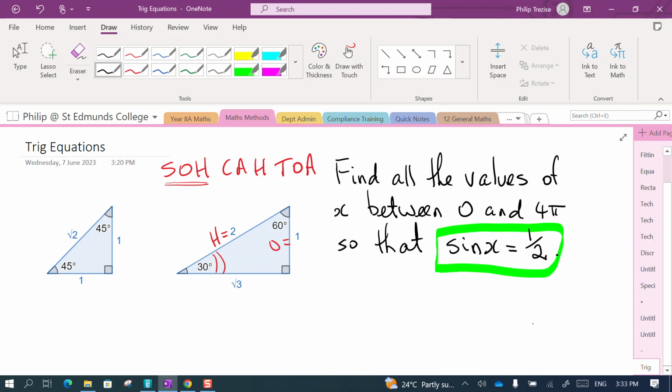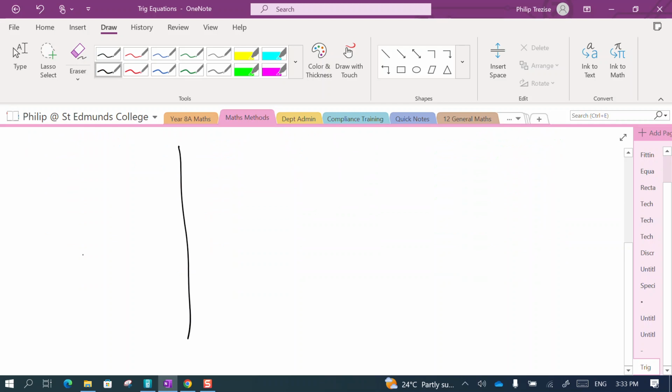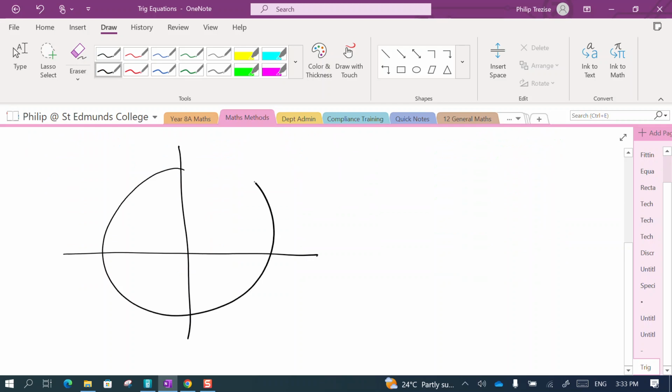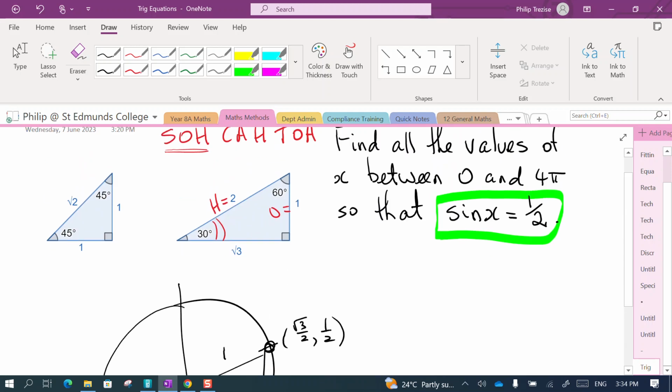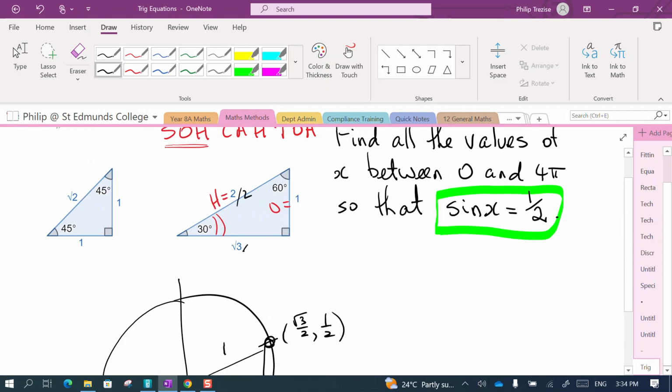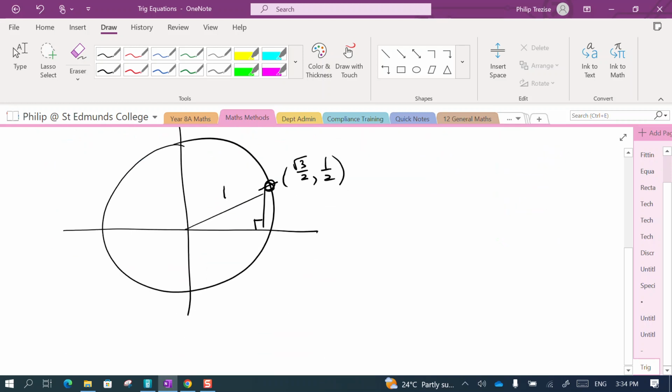Now I'm going to go to my unit circle. So I've identified by my basic knowledge of special triangles that 30 degrees would do the job. So I can draw in my triangle here. Now, of course, in a unit circle, the radius is 1, not 2. That means the height here is 1/2, and the base here is √3/2. So the coordinates of this point, the point on the circle, is √3/2, 1/2, instead of dividing by 2 each time.